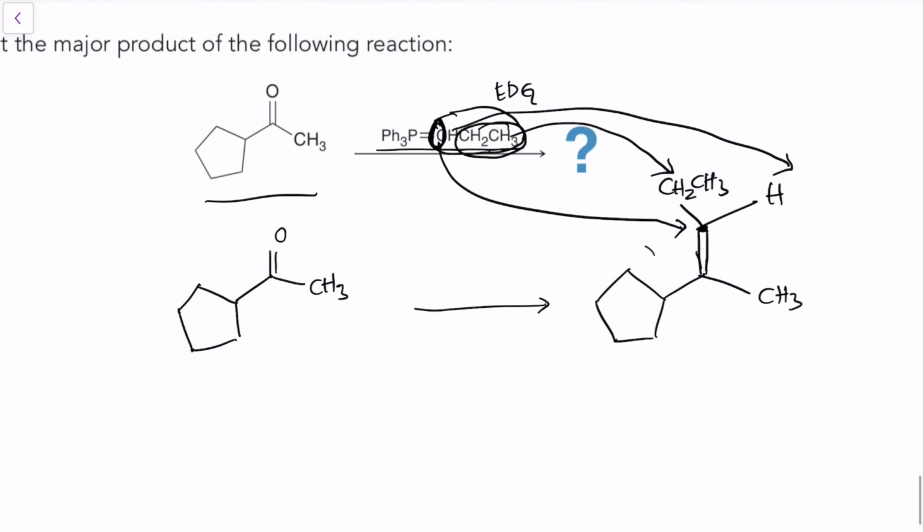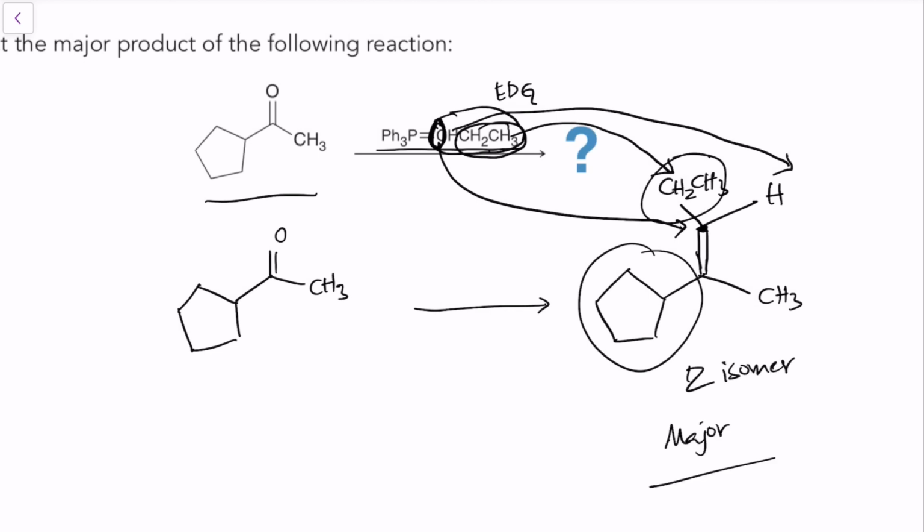Notice that both the important groups are on the same side, which means this is a Z isomer. So this is going to be the major product. So this is how you can form the reaction.